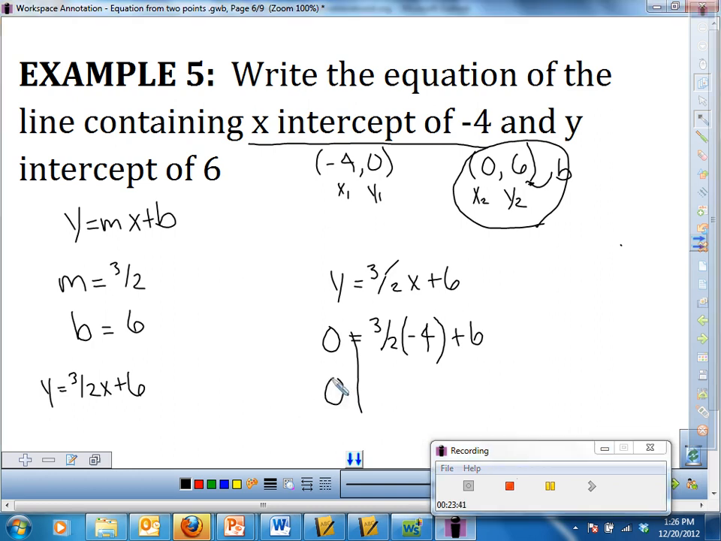This side is simplified, so I'm going to bring down my 0. 3 over 2 times -4 is -6. I'm going to bring down my plus 6. And -6 plus 6 is 0. My check worked. So my equation is y equals 3 over 2x plus 6.